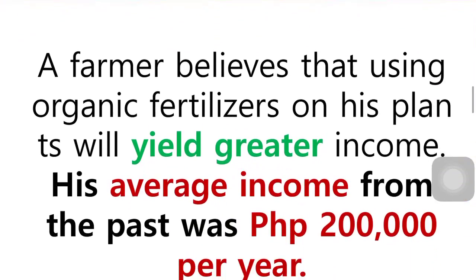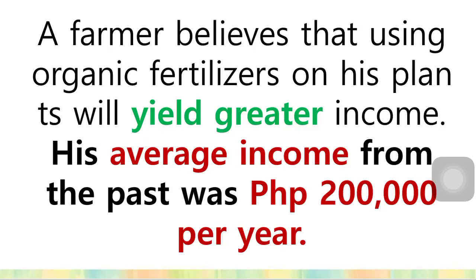Another problem. A farmer believes that using organic fertilizers on his plants will yield greater income. His average income from the past was 200,000 pesos per year. What is the verb? Yield greater. Does it signal a direction? Yes, so it's one-tailed. Is the direction going to the right or to the left? To the right. So it is a one-tailed, right-tailed.